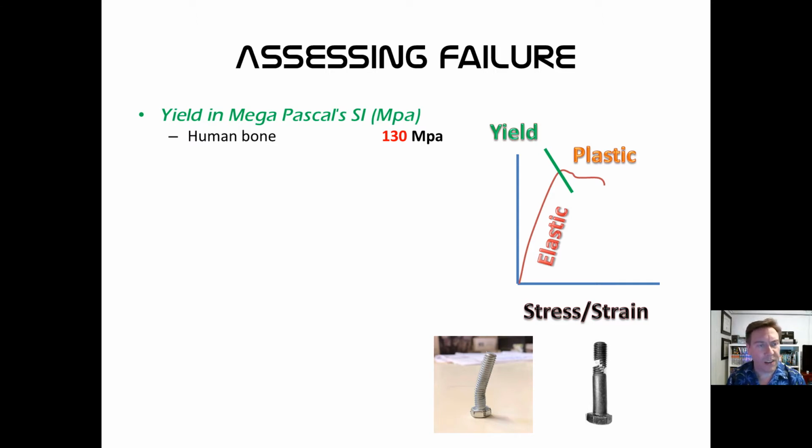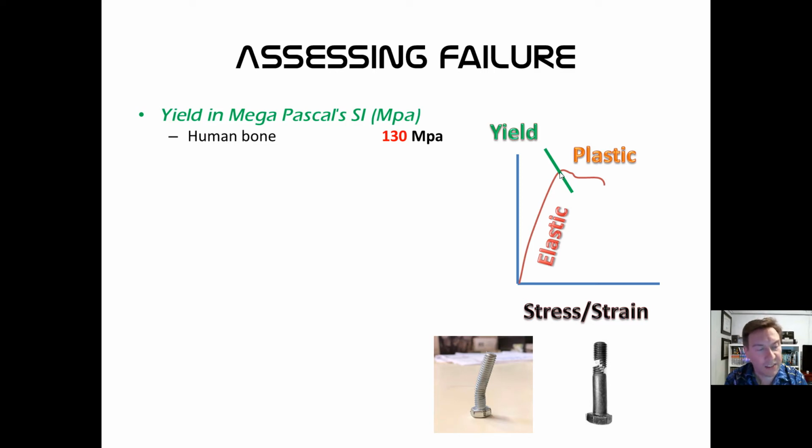Now, the point of yield, you can kind of see this is very similar to that chart we just saw in our PowerPoint. Like, for example, human bone has a measurement when it hits that yield point of 130. Now, what that means is, yield doesn't necessarily mean that's when it breaks, like you saw catastrophic failure with the wing. That doesn't always occur.